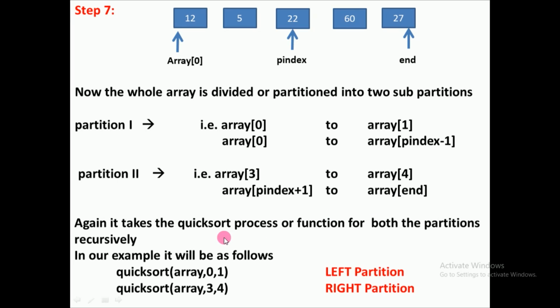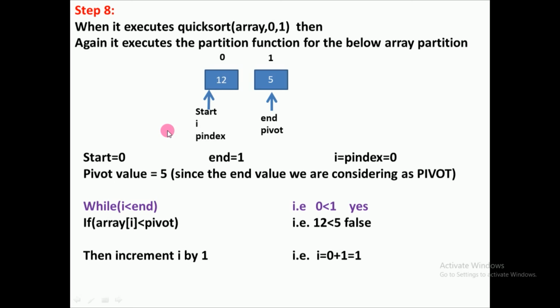Again it takes the quicksort process. That means once the partition process is over, it will come back with the P index value. Then again it takes the quicksort function. We can see here quicksort array comma 0 comma 1, that is for the left partition, and quicksort array comma 3 comma 4, that is for the right partition, that we have seen earlier in the program illustration. When it executes quicksort array comma 0 comma 1, then again it executes the partition function for the below array partition, that is 0 and 1 value.